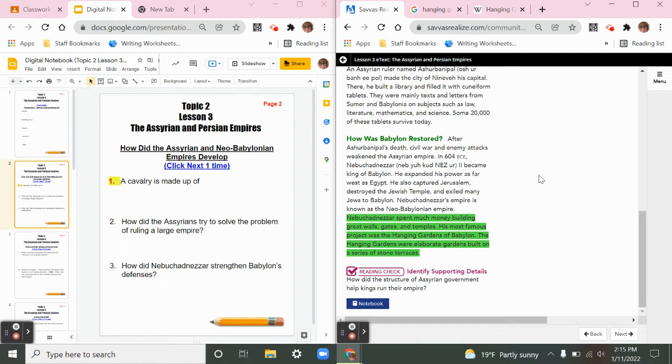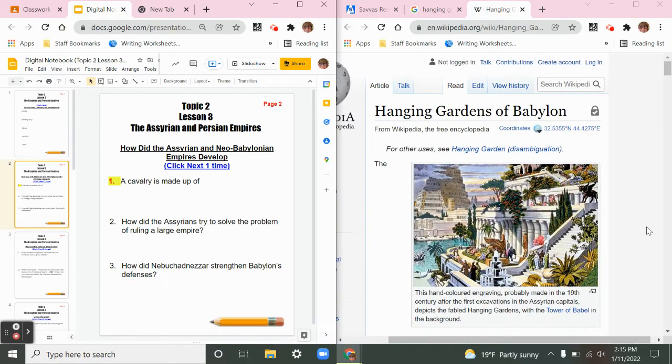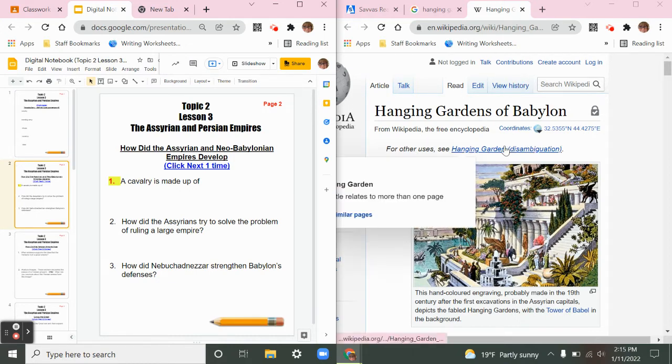Question 3, how did Nebuchadnezzar strengthen Babylon's defenses? Pause my video. That answer is in the green highlighted text. Here is a picture of the Hanging Gardens of Babylon that you just learned about in that excerpt.